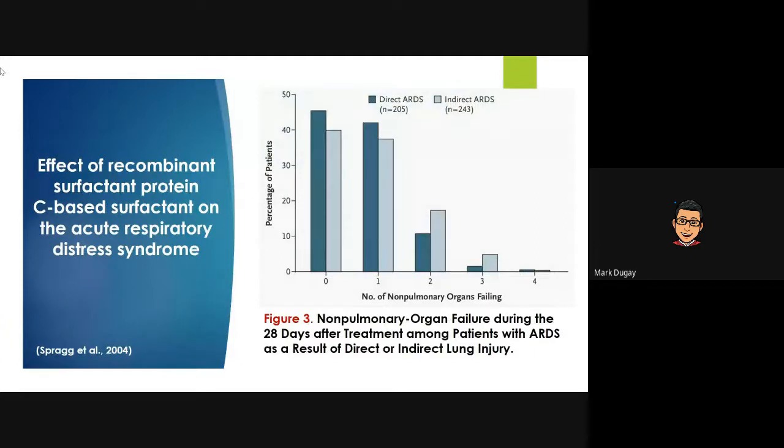Based on the results of the study, the researchers concluded that the patients who received the recombinant surfactant protein C-based surfactant had a remarkable improvement in blood oxygenation during the 24-hour treatment period compared to those who received standard therapy alone. However, the use of this exogenous surfactant in patients with ARDS did not improve survival.